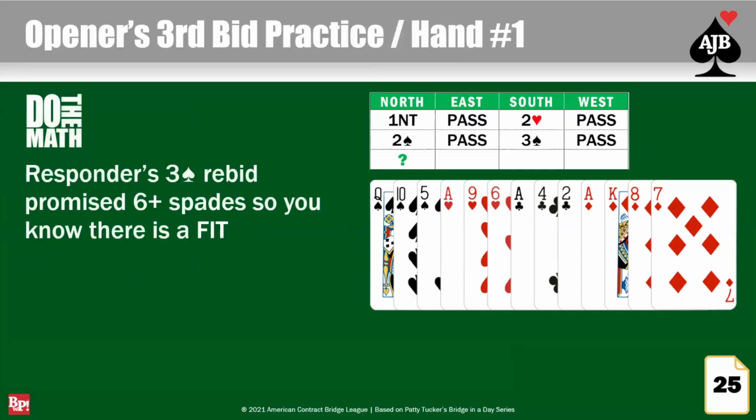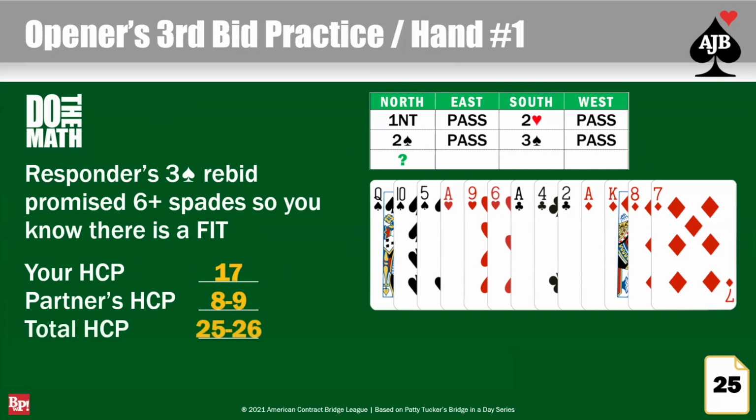All right. So responder's 3 spade rebid said, I have 6 spades. We're playing with spades as trumps. We have a fit. So we just have to do the points. We have 17. They showed 8 or 9. Enough for game. We bid 4 spades.